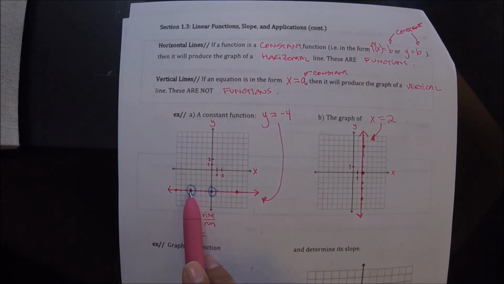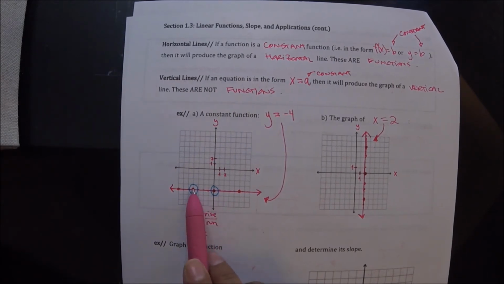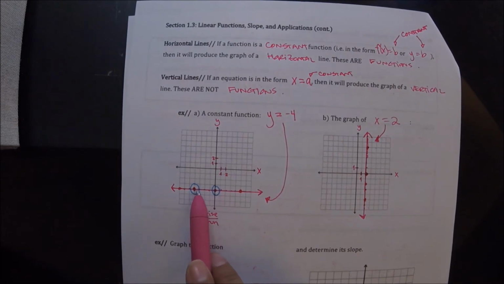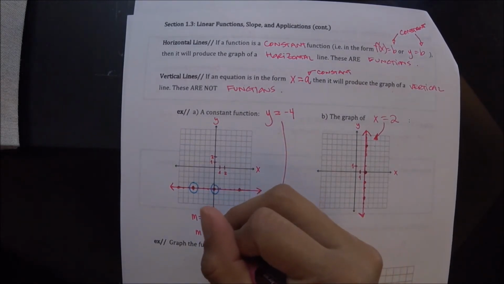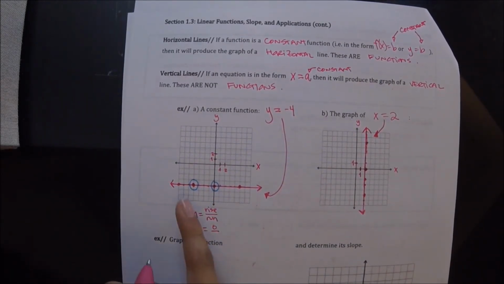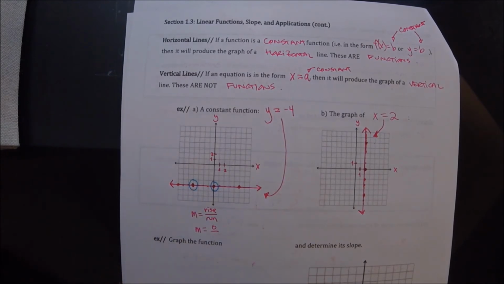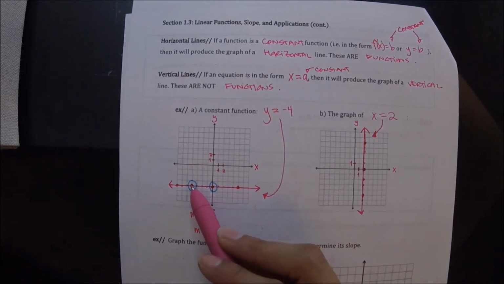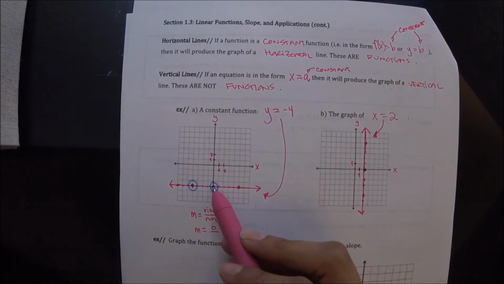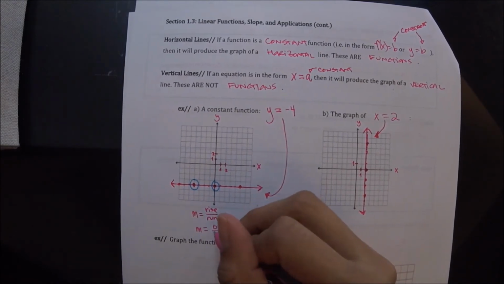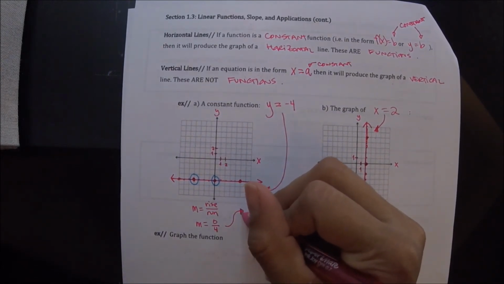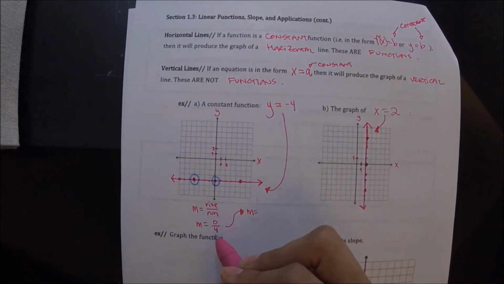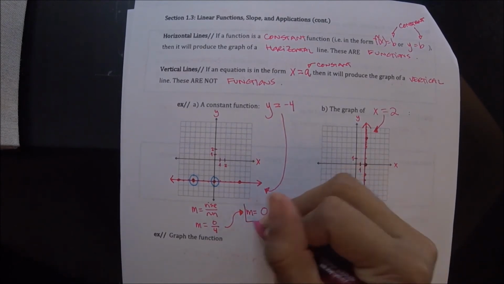From this point over to this point, how much is it rising? How much is it going up or down? Well, it's not going up or down. So the rise is 0. The run means how far is it going right or left? Well, from here to here it's going 1, 2, 3, 4 values to the right. So that was a positive 4. And so 0 over 4 is just 0.